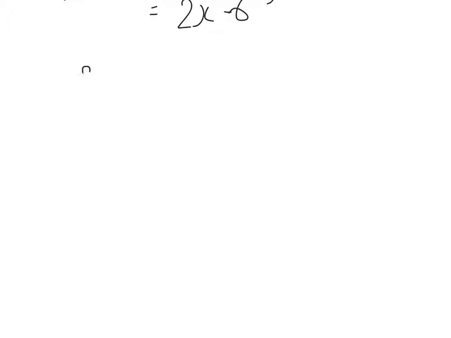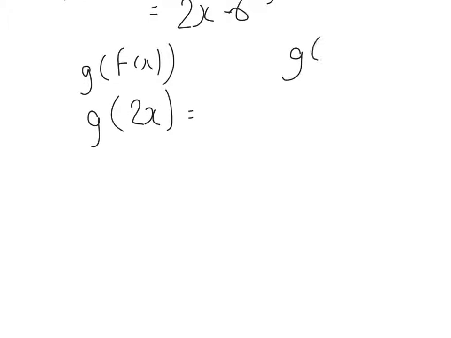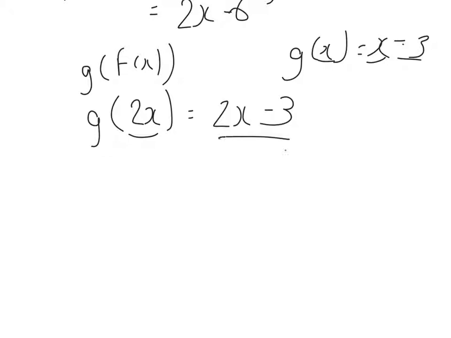I'm now going to look for g of f of x. So that's g of, well, f of x is equal to 2x. Now remember that the g function, g of x, is equal to x minus 3. So whatever's in the bracket, you write it down and you take away 3.